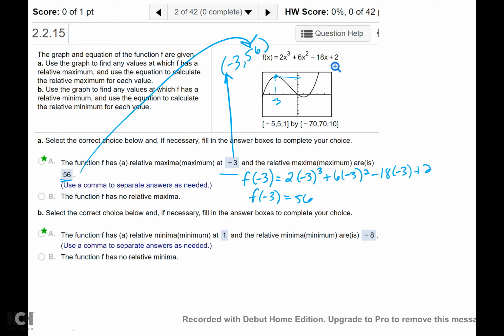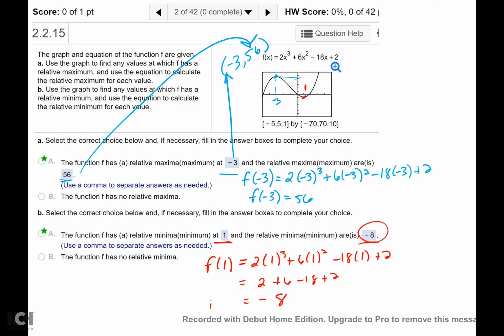Okay, we're going to do the same thing for the minimum. You find that lowest point, which is right there, and that's when x equals 1. So the function has a minimum at 1, and to find its value, I have to plug in 1 to the function. So I have 2 times 1 cubed plus 6 times 1 squared minus 18 times 1 plus 2. That's going to be 2 plus 6 minus 18 plus 2. 10 minus 18 is negative 8. That ordered pair is 1, negative 8, so the minimum is at 1, and its value is negative 8.